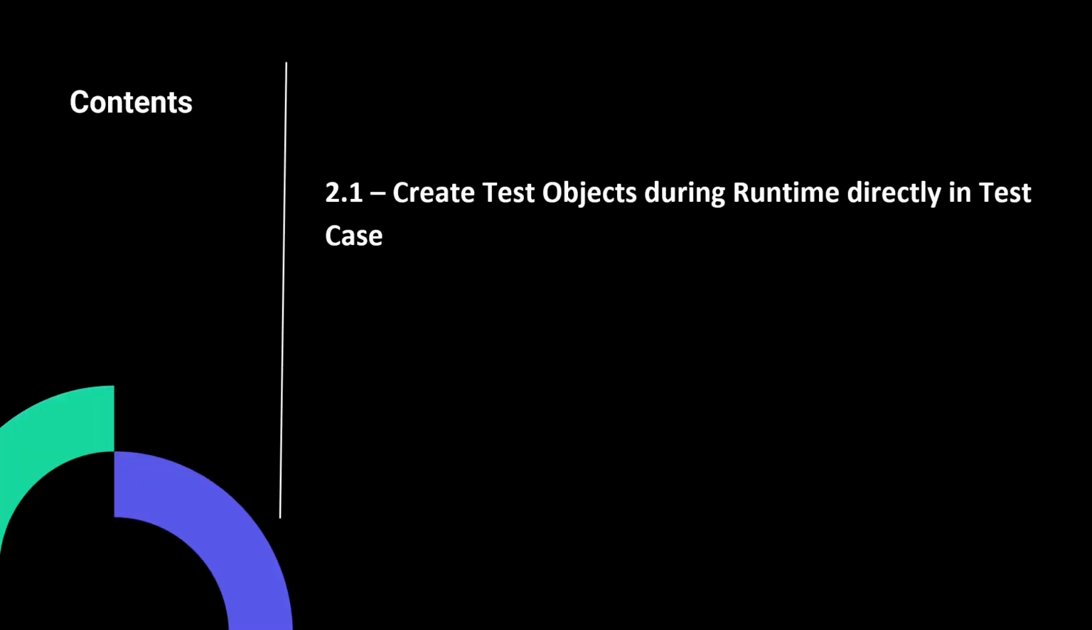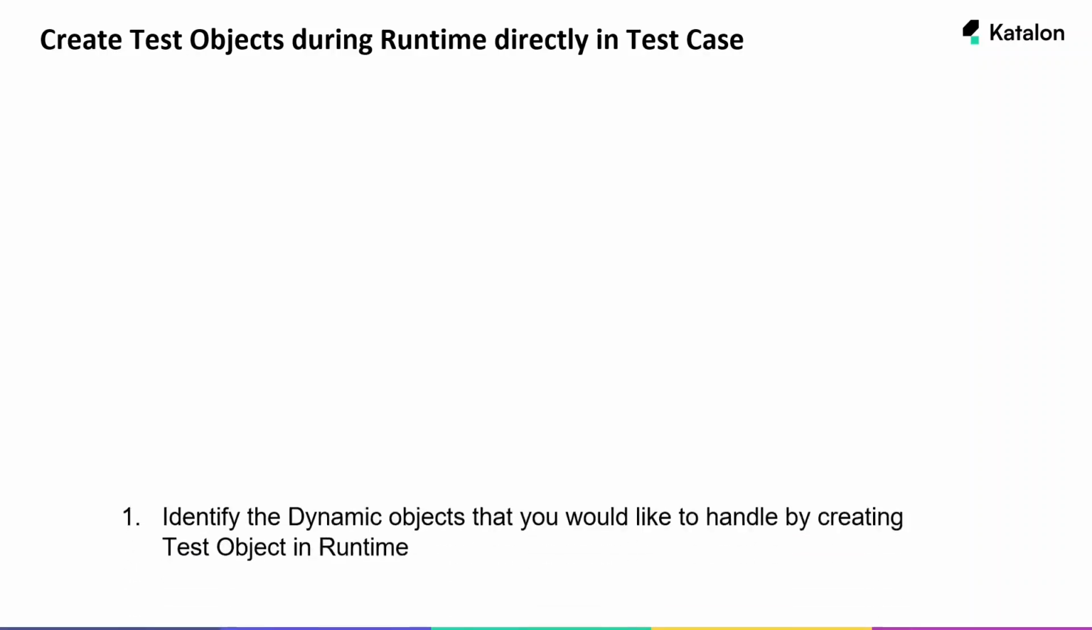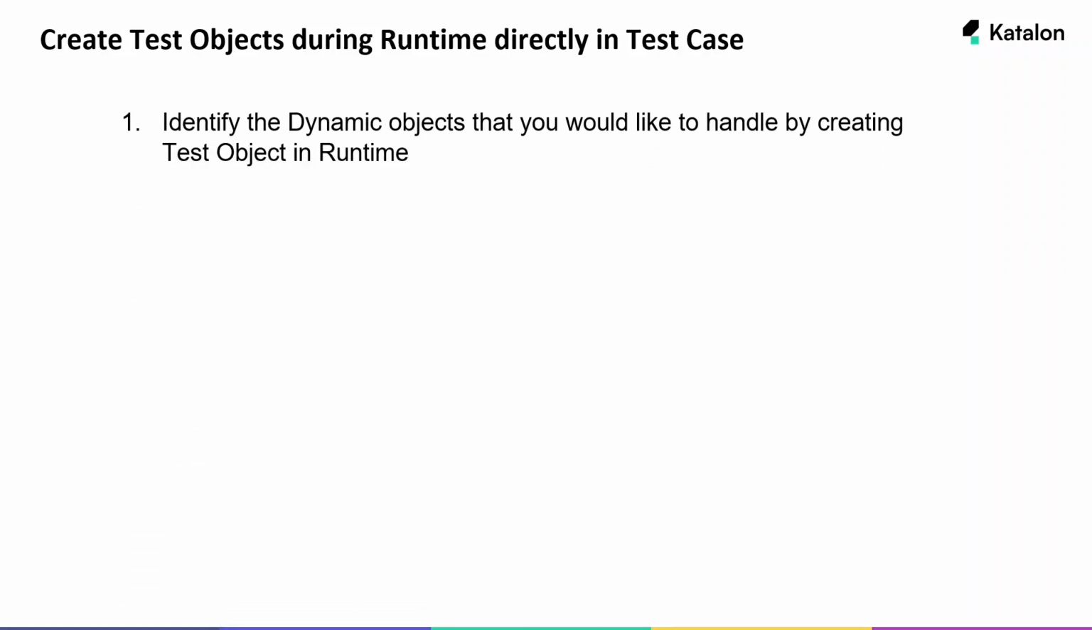As part of section 1 in chapter 2, you learn how we can create test objects during runtime directly in test case by using Katalon. So following are the steps that we need to follow to create test objects during runtime directly in test case.